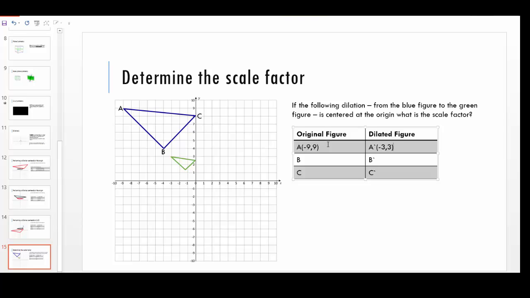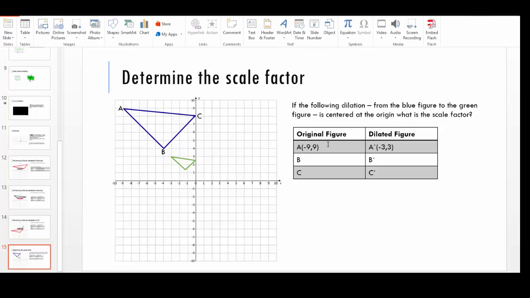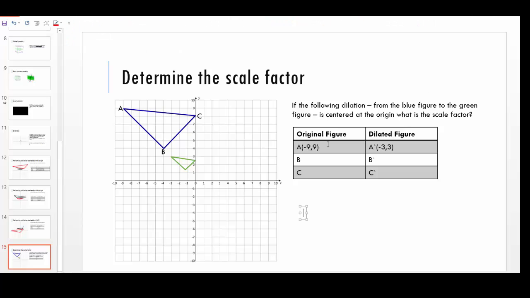So if we want to figure out the scale factor, give me a moment, we're going to insert a text box. So all we have to do is divide the coordinate of the dilated figure by the coordinate of the original figure, and we get the dilation. So in this case, we're going to have -3 divided by -9, and that equals 1/3. So the green figure is a third of the size of the original figure. So also, if you get a negative, just make the number positive, because scale factor always has to be positive.